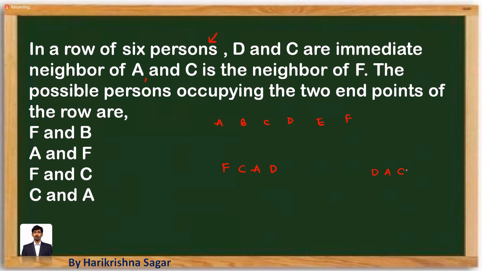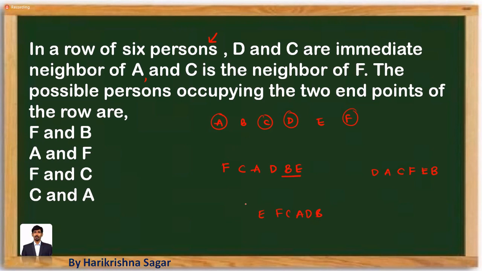We can also take it like this. The possible persons occupying the two endpoints of the row: out of the given, A is there, C is there, D is there, F is there, but B and E are not there. So B and E can be kept like this, or like this, or in this way, like F C A D, B here, E here.